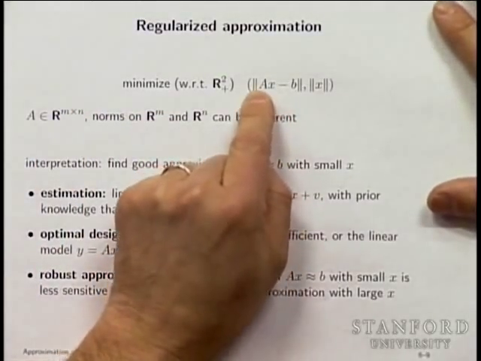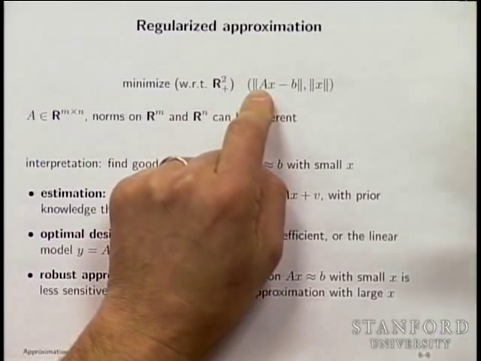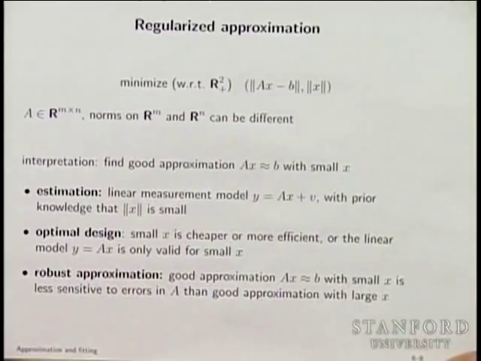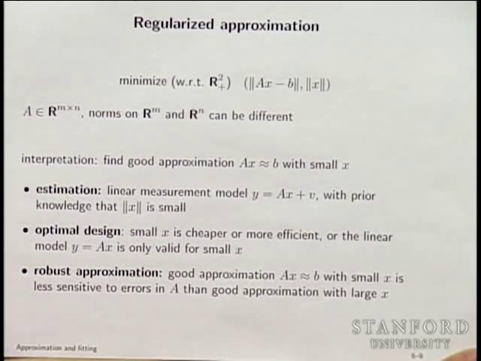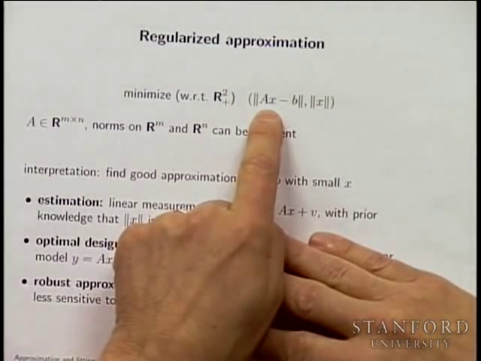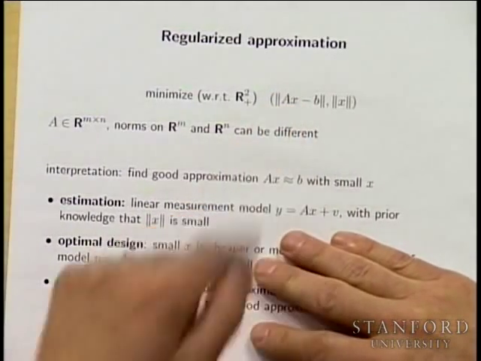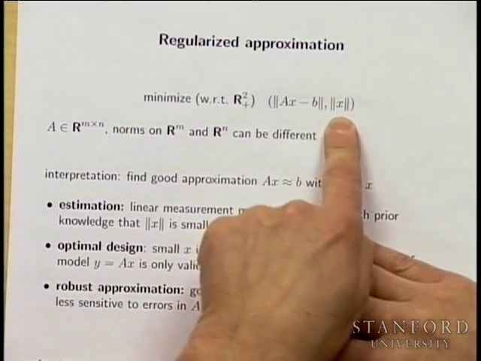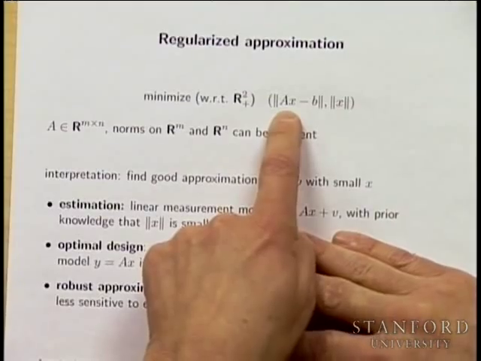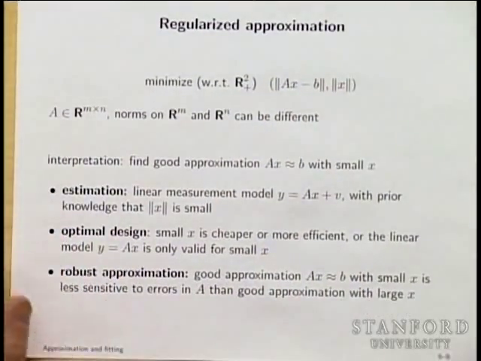Let me ask you this. Let's suppose that A were to change, like all the entries were to change a little bit, like 5%. If x is 0, how much difference does it make? None whatsoever. And if x is huge, how much difference does it make? A lot. So I rest my case. Roughly speaking, the size of x is at least related to the sensitivity of Ax to changes in A. So therefore, you might want x small, because that's related to how sensitive Ax is to changes in A. This is kind of obvious, but OK.